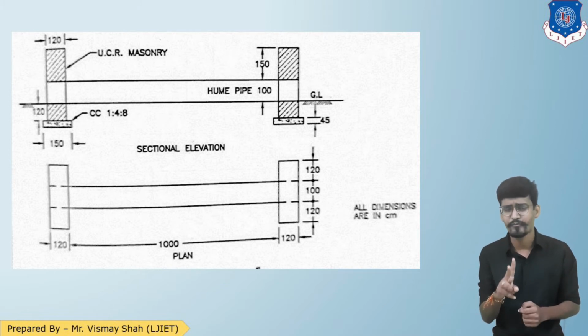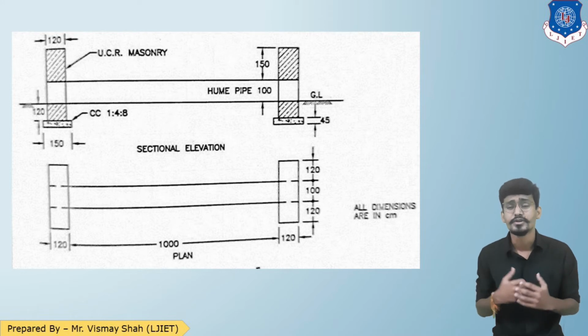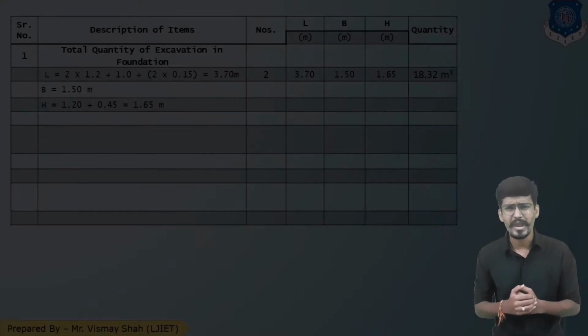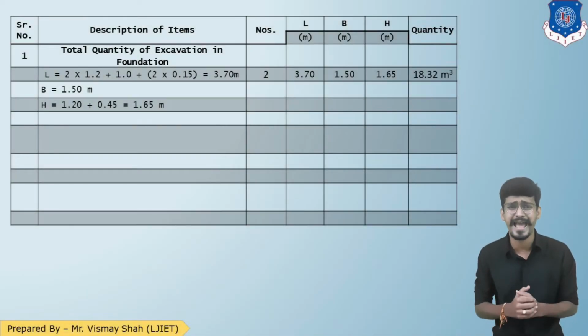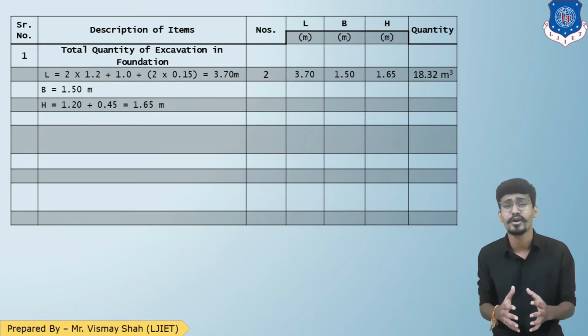So you have two foundations for the Hume culvert. The length is 3.7, width is 1.5, and the height is 1.65 below the ground level. So putting all the values in our measurement sheet table, we will get the quantity as 18.32 cubic meter.